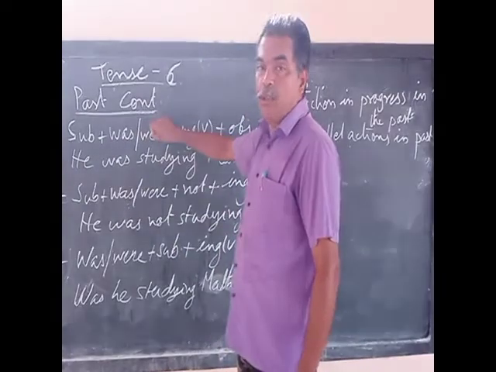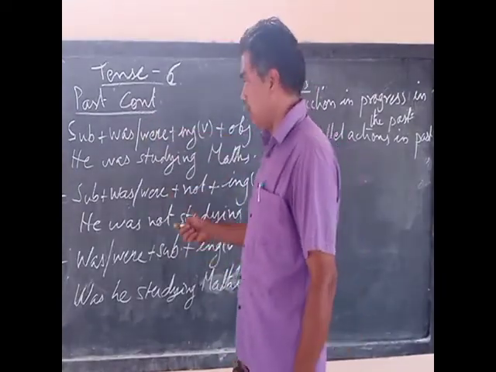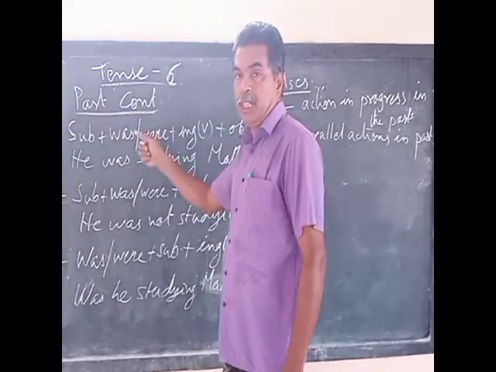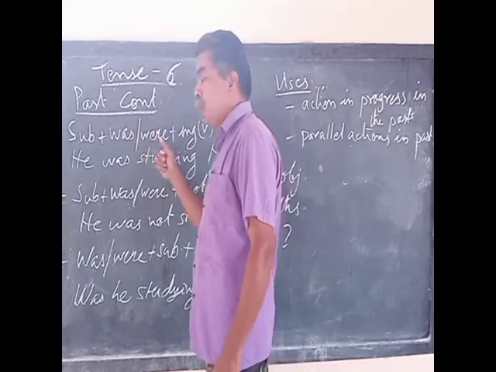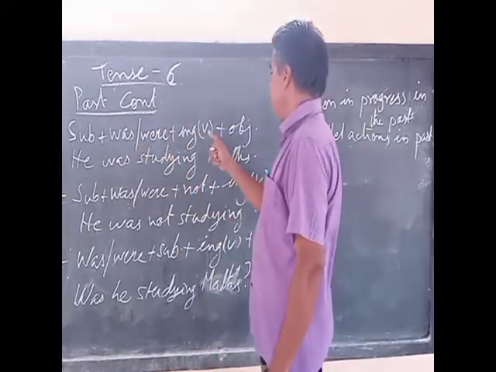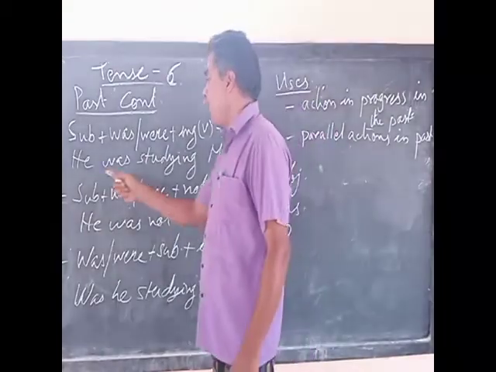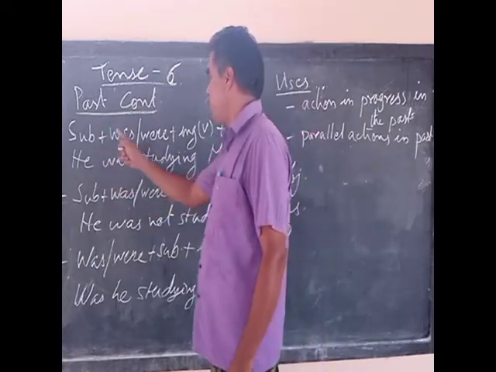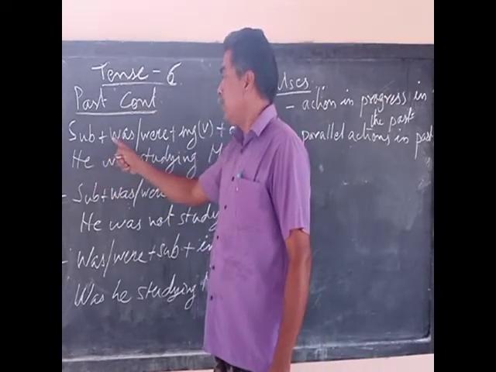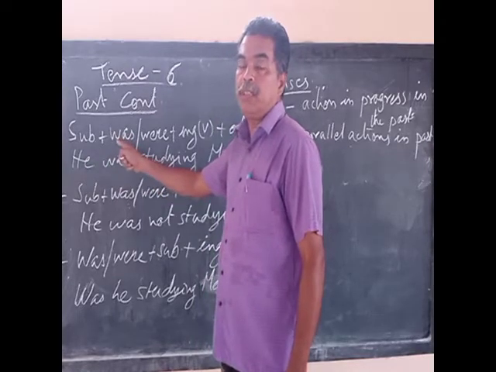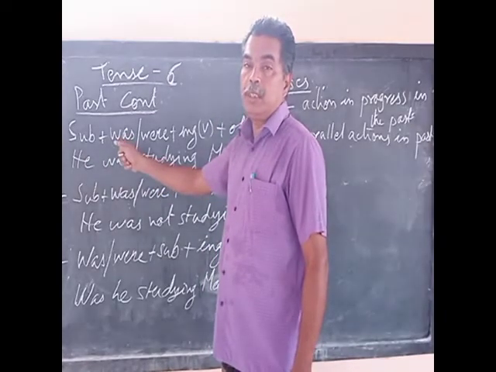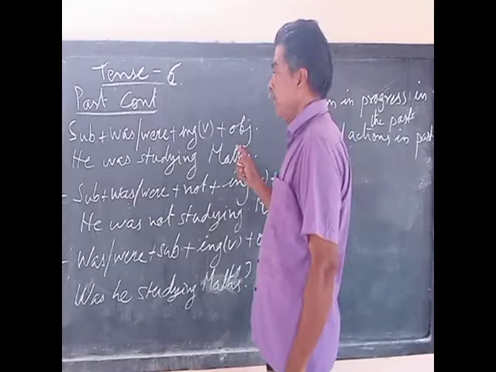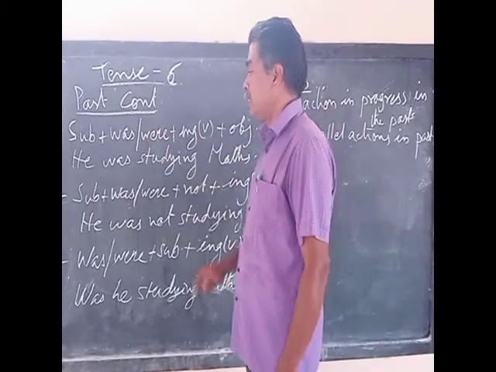For the affirmative sentence, or statement sentence, in the past continuous tense, the structure is subject, was or were. In the present continuous, when we studied, the verbs were is, am, are; here there are only two, was or were, plus the ing form of the verb plus object. So you have: he was studying maths. Subject, was, because the subject is third person singular. This was is used for first person and third person singulars: first person singular I, third person singular he, she, it. So he was studying maths. Okay, that is the sentence structure.